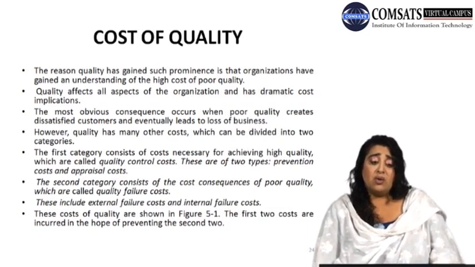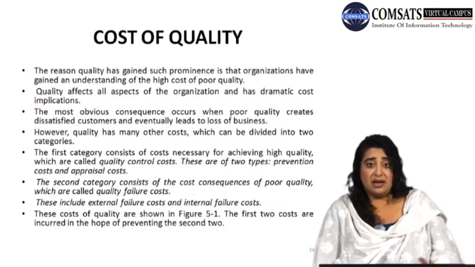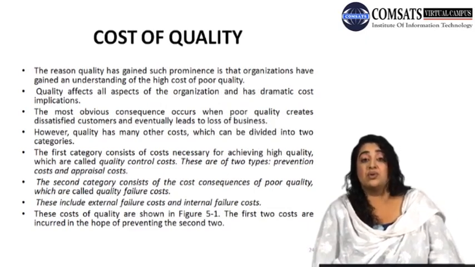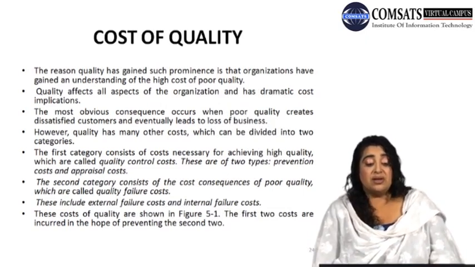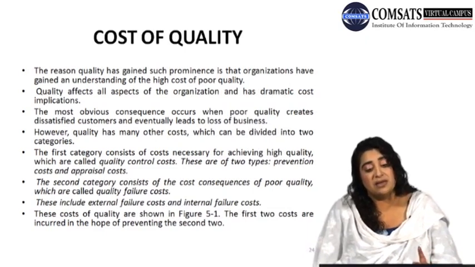So however, quality has many other costs also, which can be divided into two categories. So quality के लेकिन इसके अलावा भी costs हैं, हम उनको two categories में divide करते हैं. Now the first category consists of costs necessary for achieving high quality, which are called quality control costs. There are two types, prevention costs and appraisal costs. अब इसमें दो चीजें आ जाती हैं. फर्स्ट कैटेगरी क्या आ गई हमारे पास? नेसेसरी फॉर अचीविंग हाई क्वालिटी.